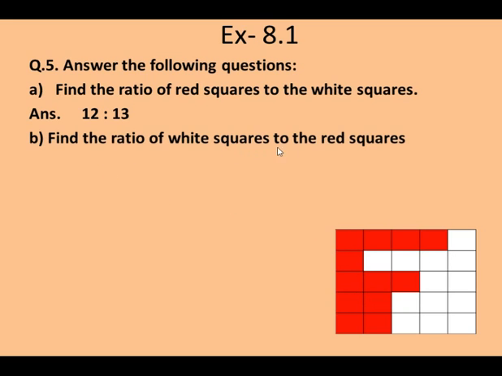Then find the ratio of white square to red square. So first white square, again it will be 13:12. We have written white squares first, then red squares.